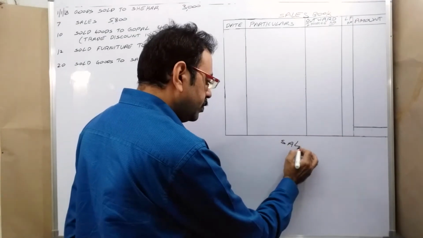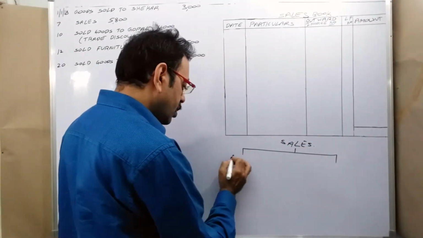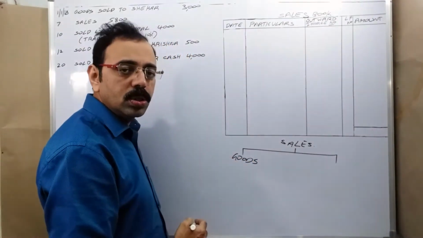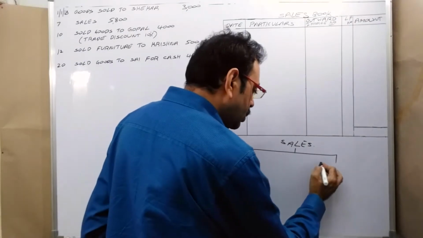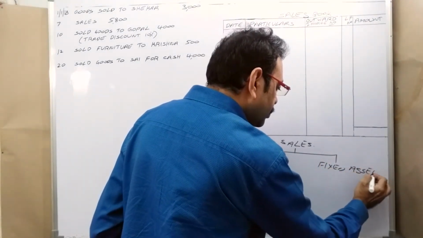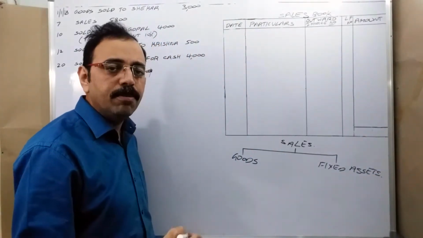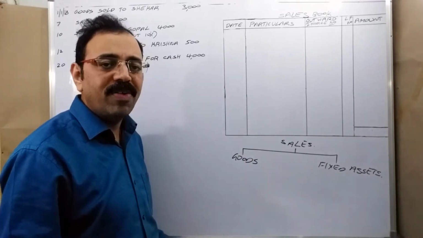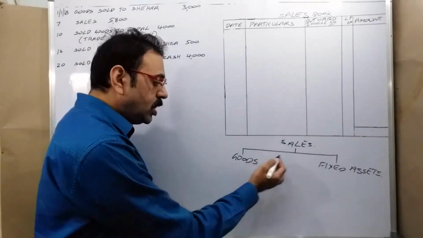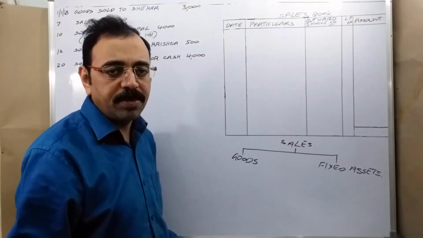Sales are of two types. Sometimes firm sells goods. Sometimes fixed assets. Fixed assets means, for example, machinery, building, land, furniture, etc. Then goods and fixed asset differences, in my previous video I have explained.